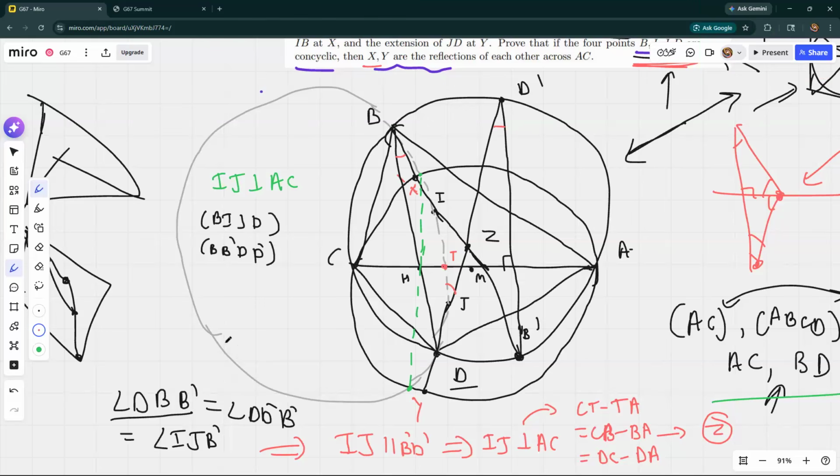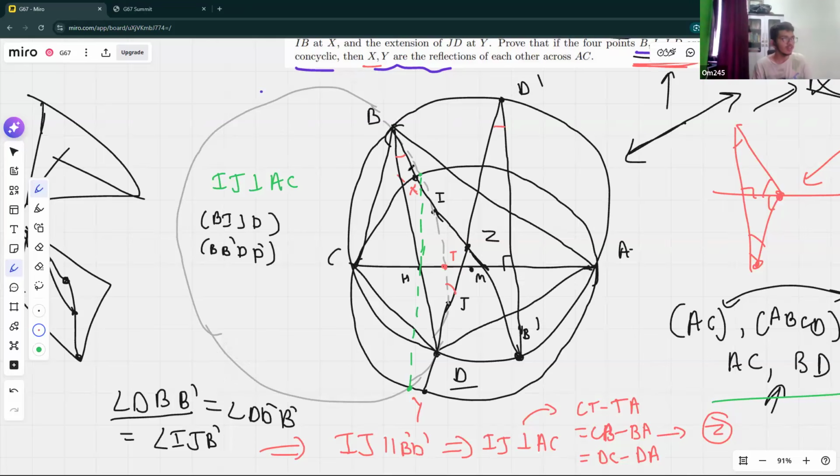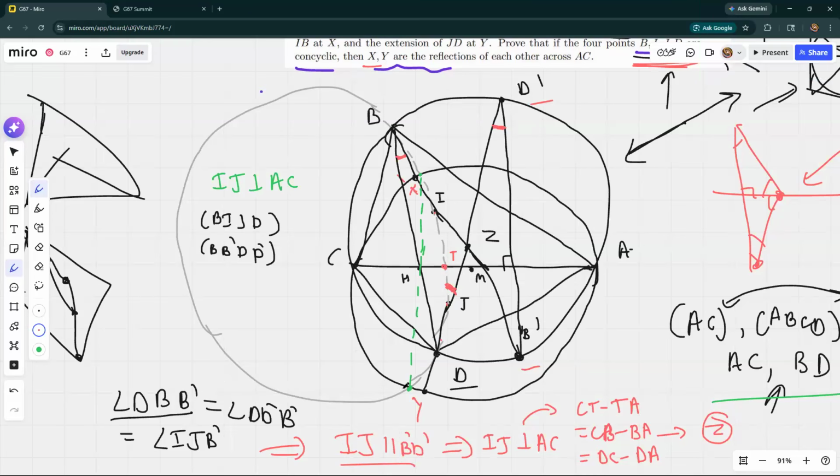I just had one question. How did we get angle D dash B dash equals angle IJ D dash? This angle is equal to this angle because of the given condition, cyclicity. And then this angle is equal to this angle because ABCD is cyclic, and we assume D dash is the intersection with the circle. And then we get this angle is equal to this angle. And that's why IJ is perpendicular to AC. Got it. Thank you.